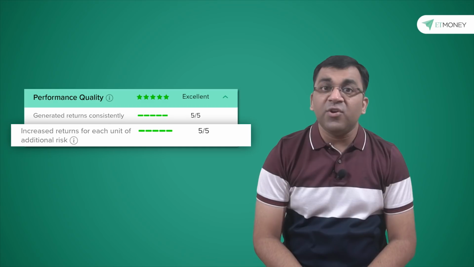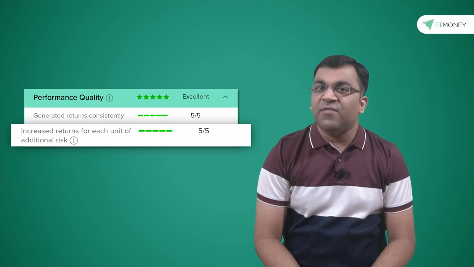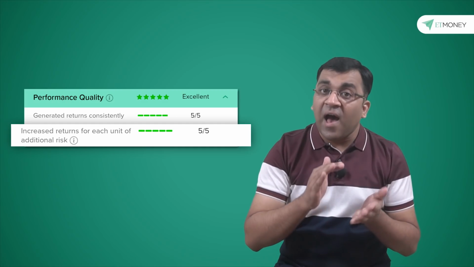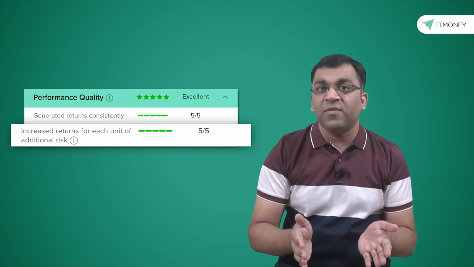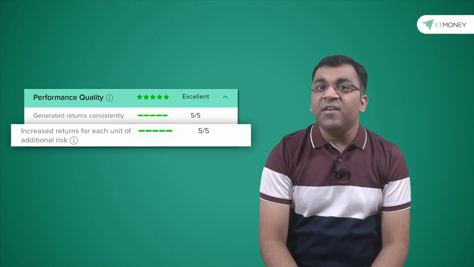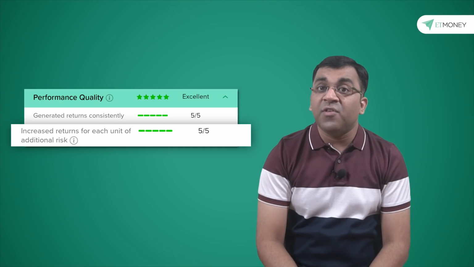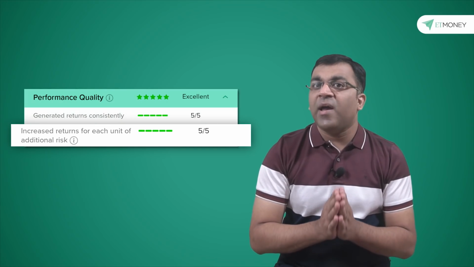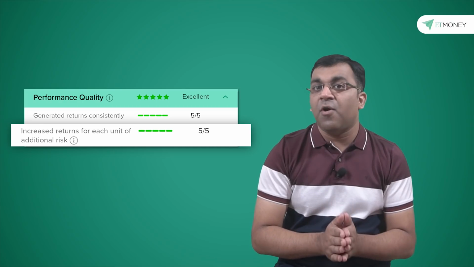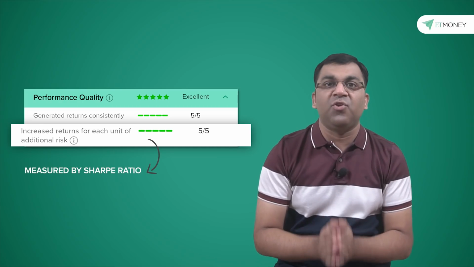The second element to performance quality is to assess if the fund offers a higher incremental return for every additional unit of risk it takes up. Since we invest in an actively managed fund to earn a return higher than that of a fixed deposit, it is important that every risk taken is justified over the long run, and that is why we measure the risk part of performance quality using the Sharpe ratio of the fund.